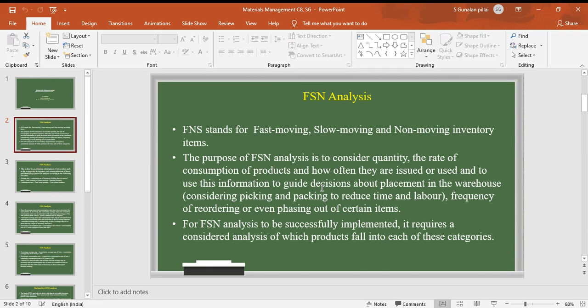The purpose of FSN analysis is to consider quantity, the rate of consumption of a product, and how often it is issued, and to use this information to guide decisions about placement in the warehouse, considering picking and packing to reduce labor time, frequency, and recording, or even phasing out certain items.